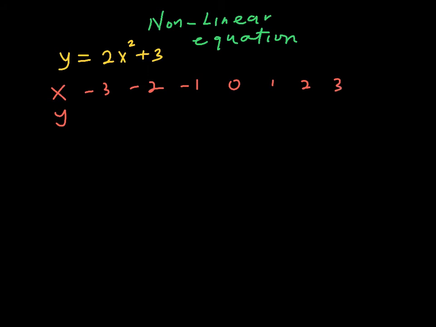So for -3, the value of y is 21. For -2, the value of y is 11. For -1, the value of y is 5. Then for 0, the value of y is 3. Then for 1, the value of y is 5. Then for 2, the value of y is 11. And then for 3, the value of y is 21. So we can see that for -3 and +3, they have the same value, 21, 21. So is this going to be a straight line?